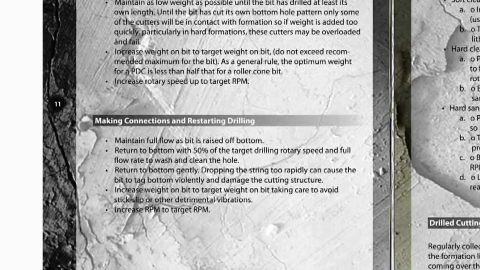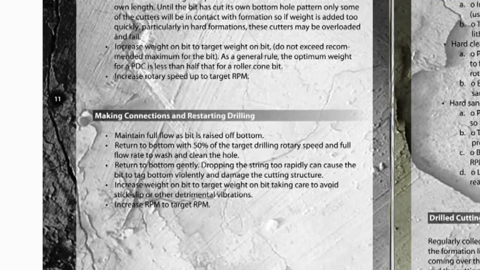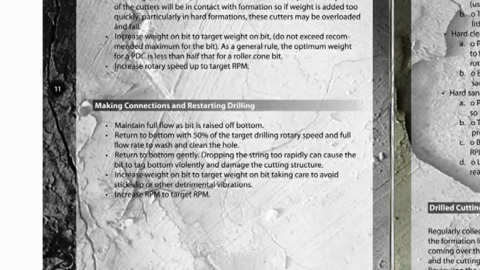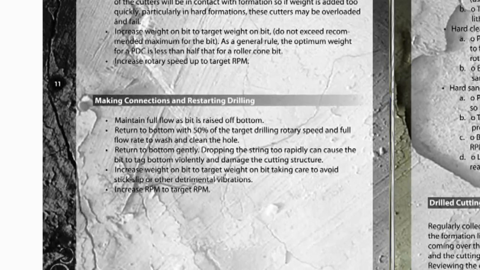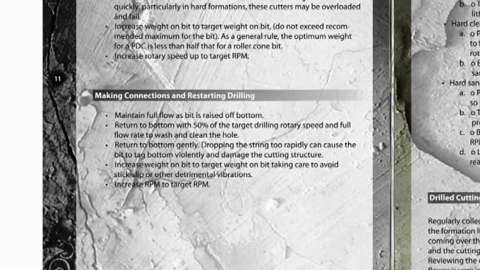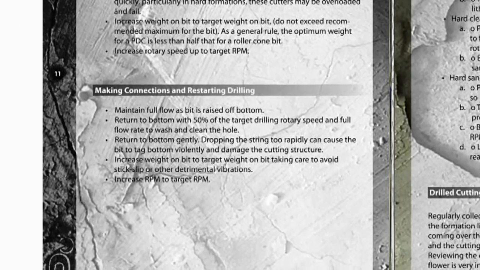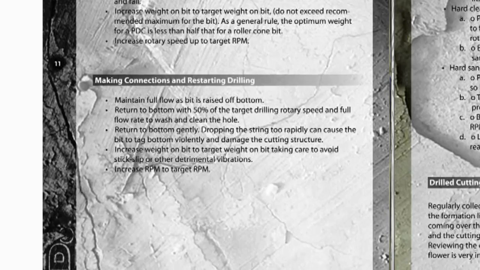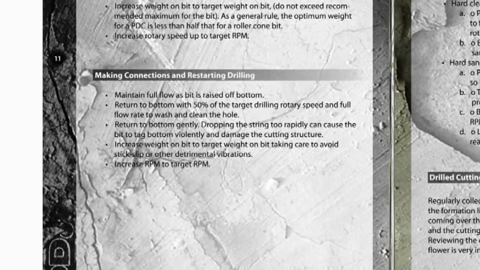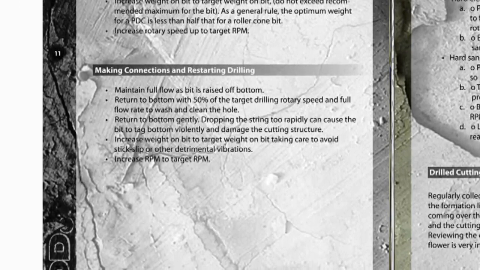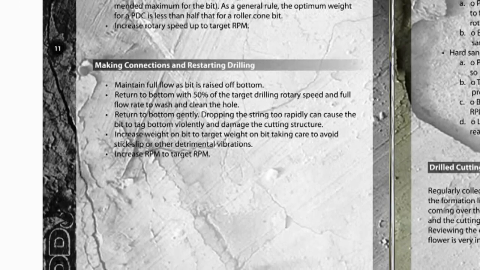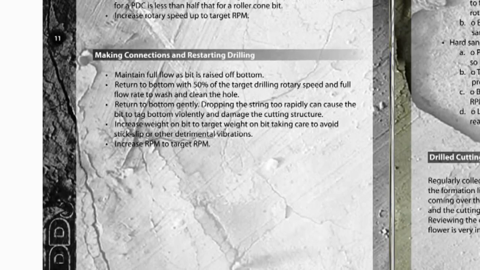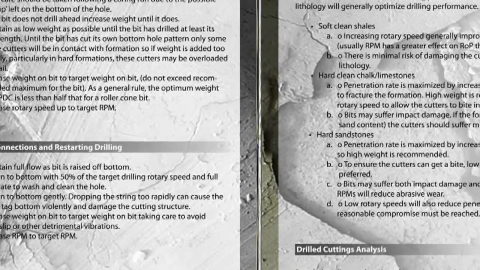Making connections and restarting drilling. Maintain full flow as the bit is raised off bottom. Return to bottom with 50% of the target drilling rotary speed and full flow rate to wash and clean the hole. Return to bottom gently. Dropping the string too rapidly can cause the bit to tag bottom violently and damage the cutting structure. Increase weight on bit to target weight on bit, taking care to avoid stick slip or other detrimental vibrations. Increase RPM to target RPM.